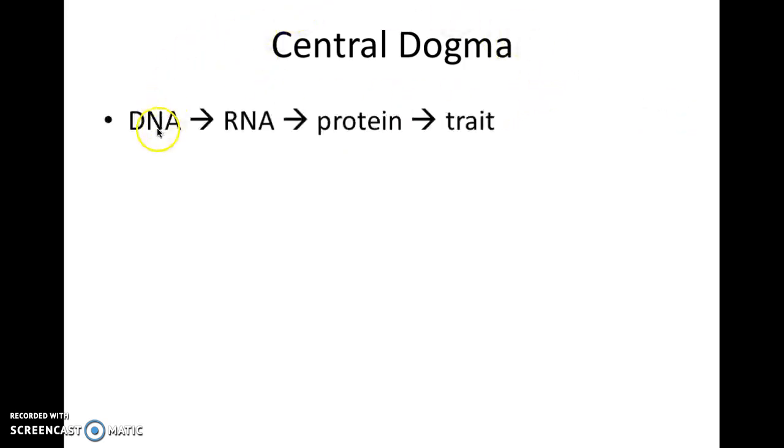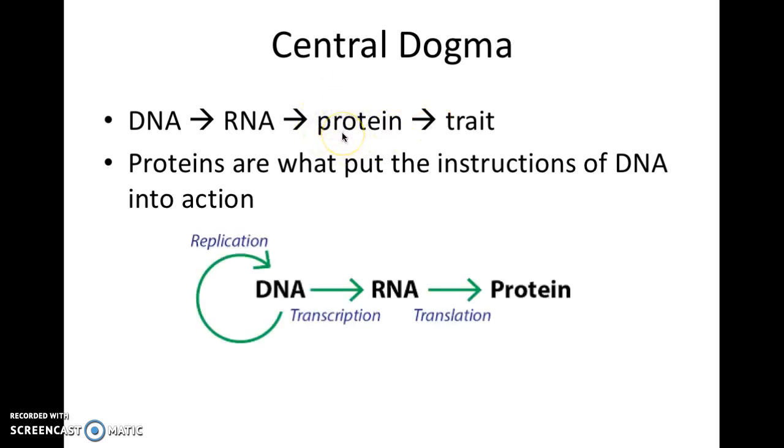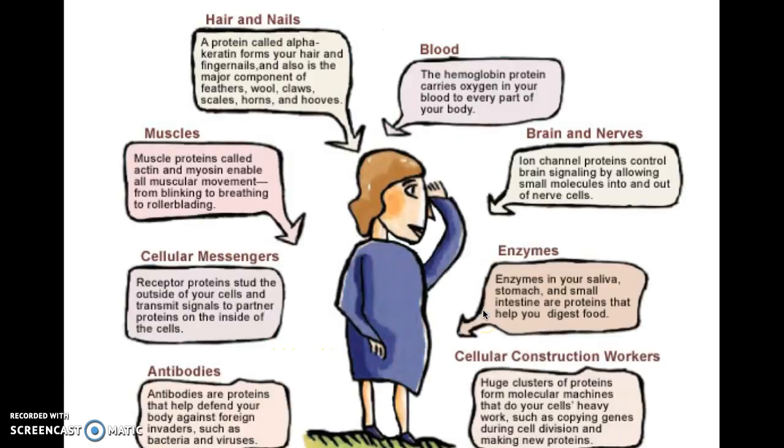Something called the central dogma is just the central focal point of life. And that is DNA going to RNA, going to protein, which leads to a trait. So remember, when that protein gets expressed or when it's being made, it's going to lead to some characteristic that often we can see, such as hair color. Proteins are what put the instructions of DNA into action. This is just an instruction manual. This is the output of those instructions. So again, DNA goes to RNA, goes to protein, and there are those ever important words, transcription and translation.